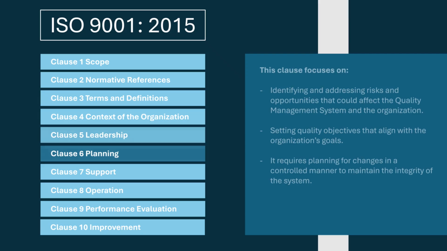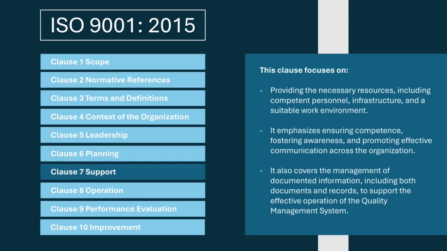Next is Clause 6, Planning. This clause focuses on identifying and addressing risks and opportunities that could affect the quality management system and the organization. It also involves setting quality objectives that align with the organization's goals. Additionally, it requires planning for changes in a controlled manner to maintain the integrity of the system.